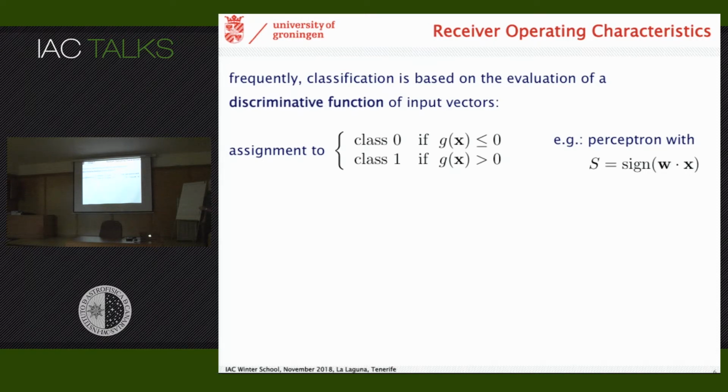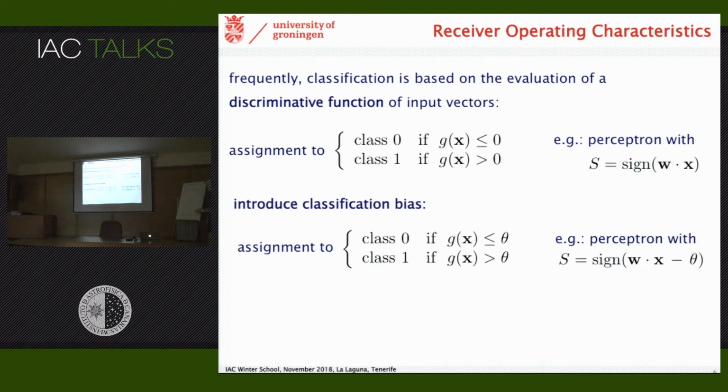Simple example, the perceptron. W dotted into X, if it's positive, we say it's class 1. If it's negative, we say it's class 0. And W dotted into X, the dot product, is then the discriminative function that can change continuously for every input that I consider. Now, let's introduce some bias. Instead of saying compare the discriminative function with 0, compare it with the parameter theta, which is the same as saying take your perceptron but introduce a local threshold here.